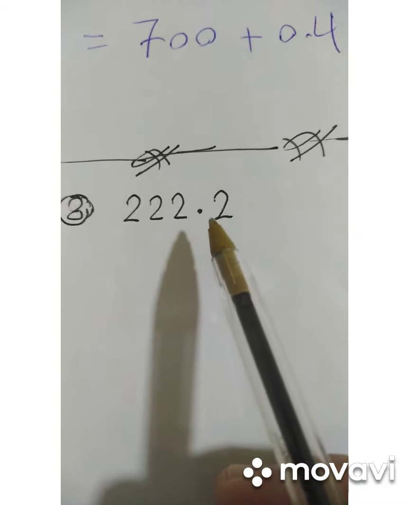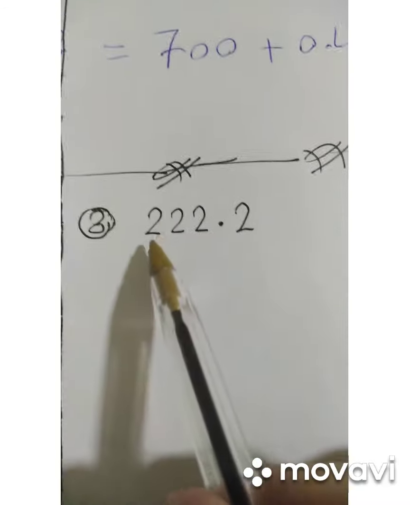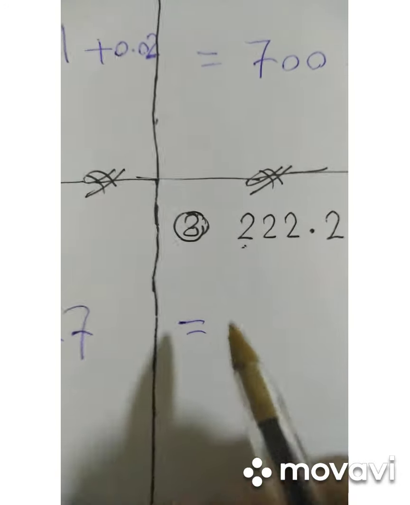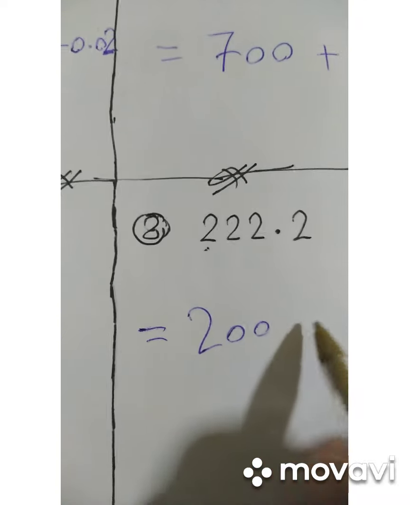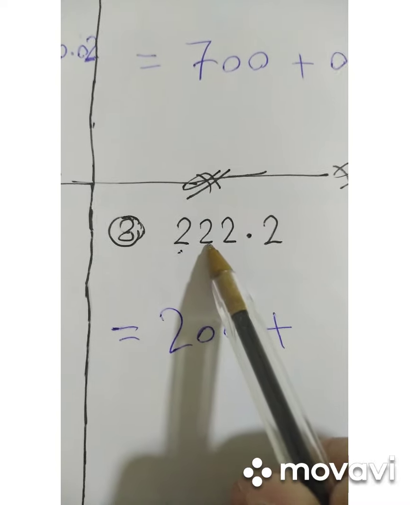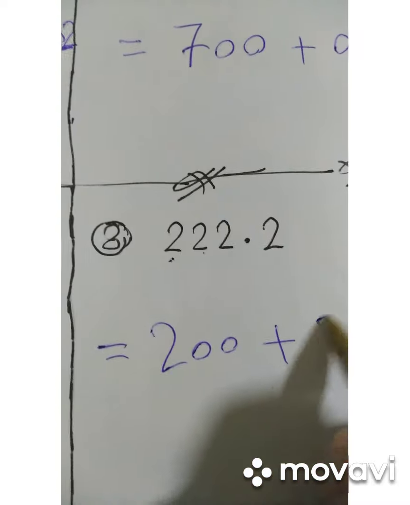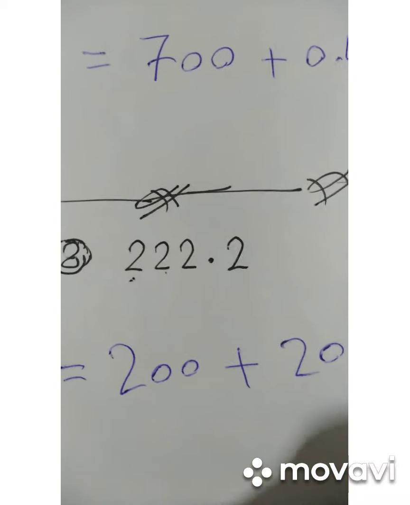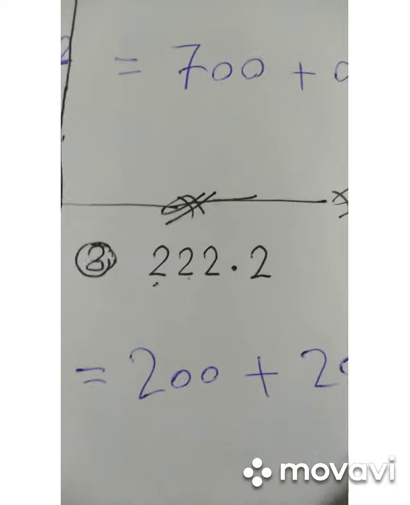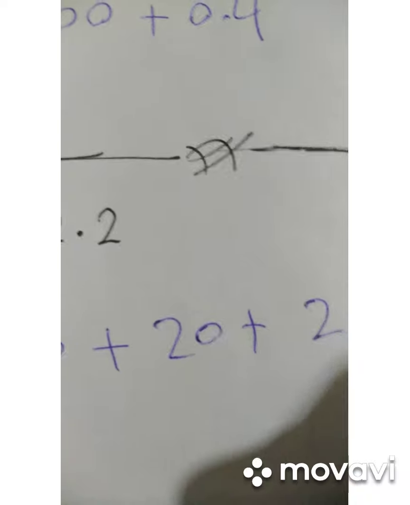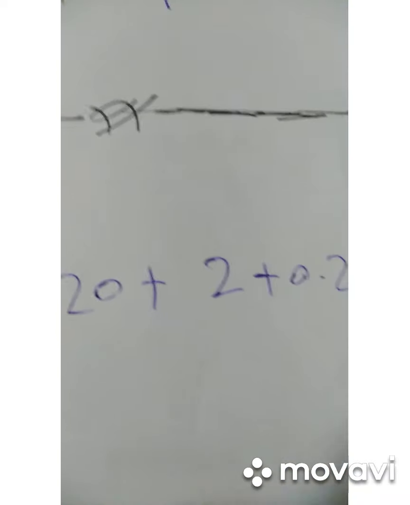Number 8. 222 and 2 tenths. The largest digit is 2. 2 in hundreds equals 200, plus 2 in tens means 20, plus 2 in ones means 2, the same, and 2 tenths means 2 tenths, 0.2.